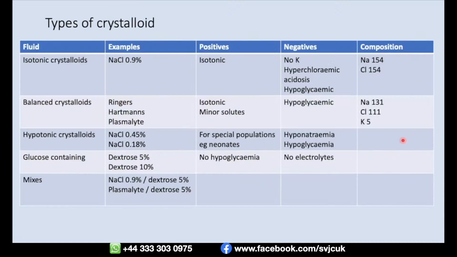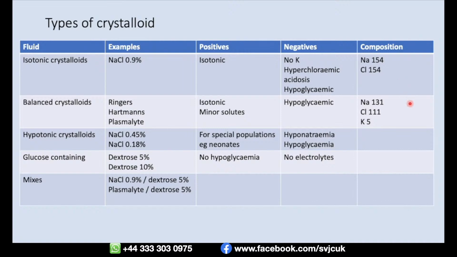To look in more detail at crystalloids, so normal saline, sodium chloride 0.9%, the archetypal isotonic crystalloid. It's isotonic, but it has no potassium, it's acidotic, and it causes a hyperchloremic acidosis. And obviously is hypoglycemic unless there's been glucose added. And it actually has supraphysiological levels of sodium and chloride.